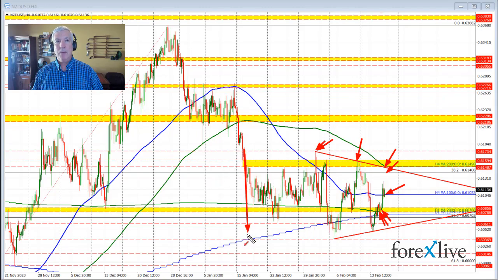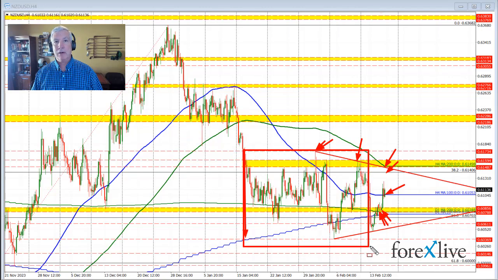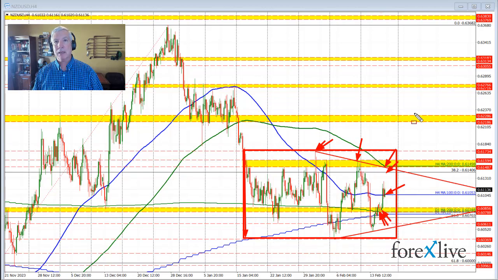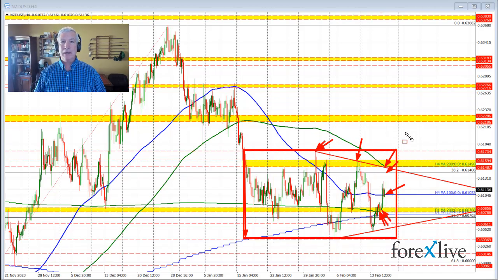If we get above all of those levels, I'll put a box here rather than that arrow. Get above all those levels, that would get the price out of this box and have the price moving more to the upside. So that's my look at the New Zealand versus US dollar.